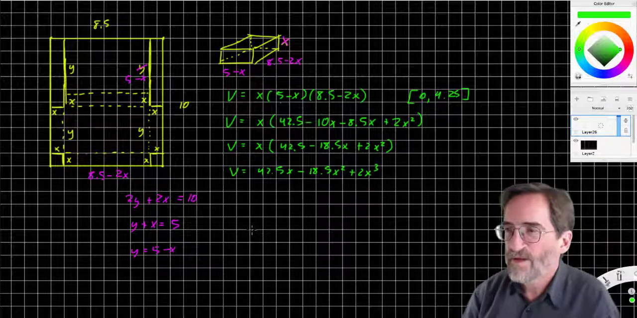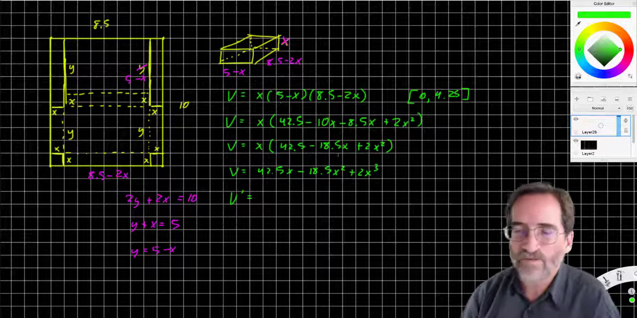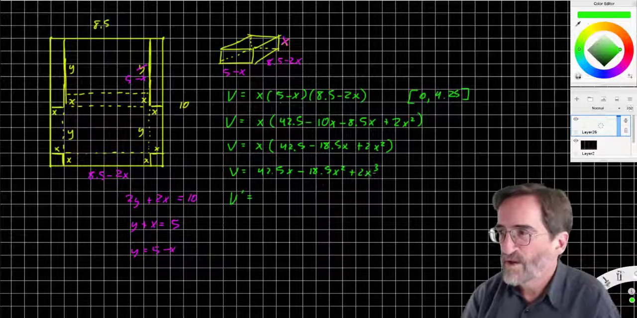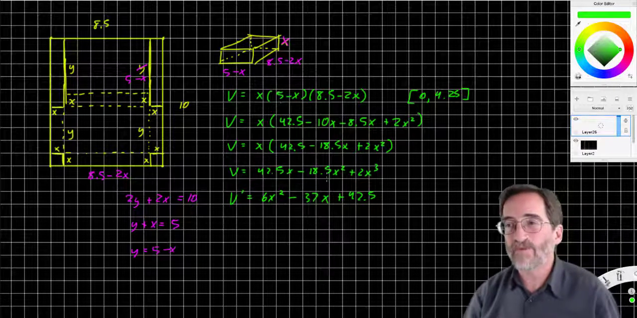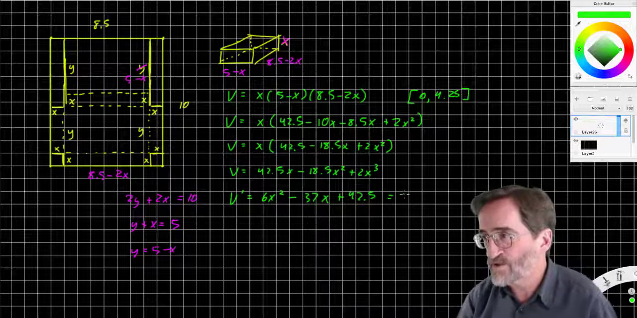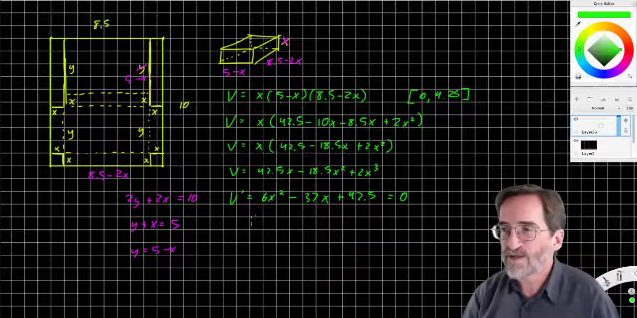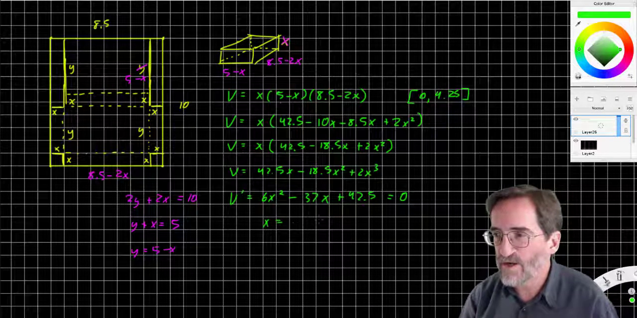Okay, and now let's take the derivative, and I'm going to reverse the order of the terms as well. 2x cubed derivative is 6x squared, minus 18.5 times 2 is 37x, plus 42.5. Okay, and we have a quadratic, and remember a critical value occurs where the slope is 0. So we're going to set this equal to 0, and we're going to find out what x equals.